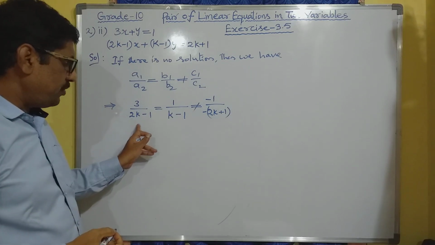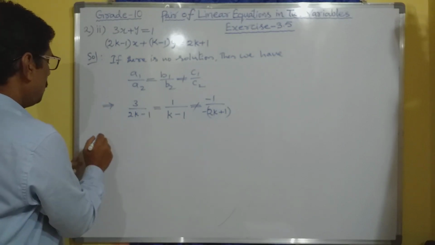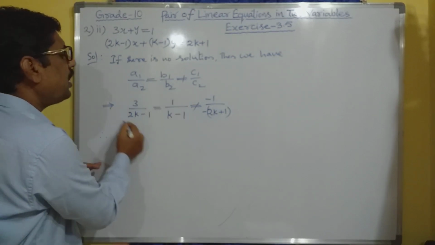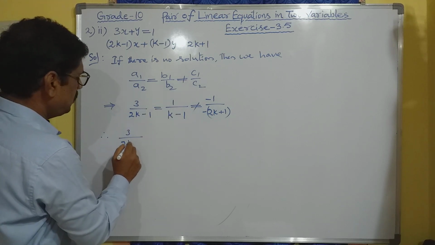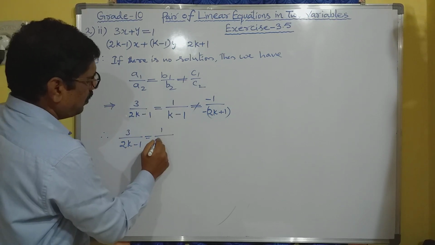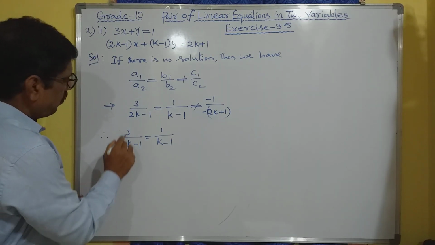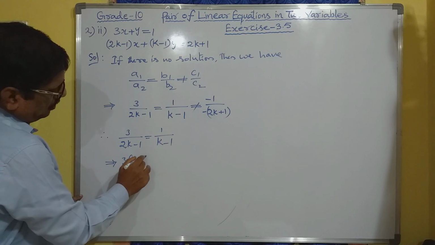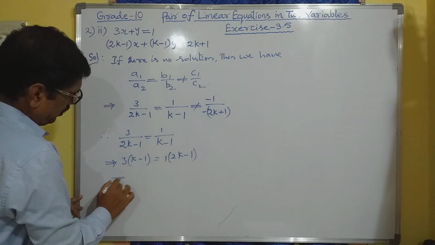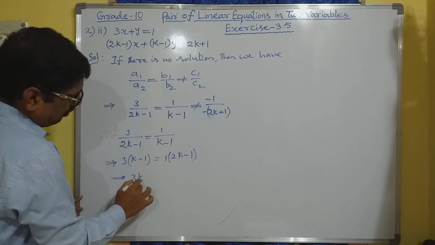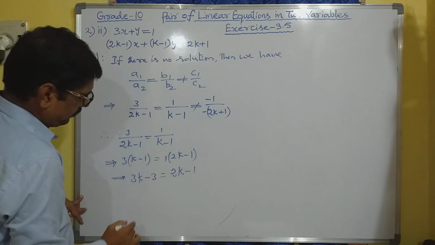Now a1 by a2 is equal to b1 by b2 is not equal to c1 by c2. Therefore here let us take the first two in the equality, then we get 3 by (2k minus 1) is equal to 1 by (k minus 1). By using cross multiplication, we get 3 into (k minus 1) is equal to 1 into (2k minus 1). So 3 into (k minus 1), 3k minus 3, 1 into 2k minus 1, 2k minus 1.